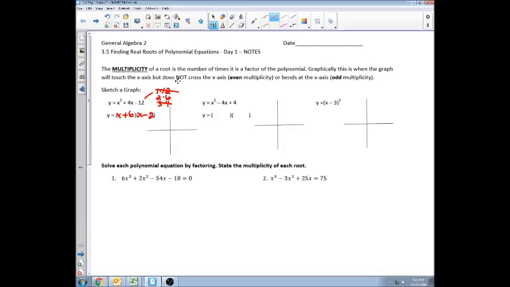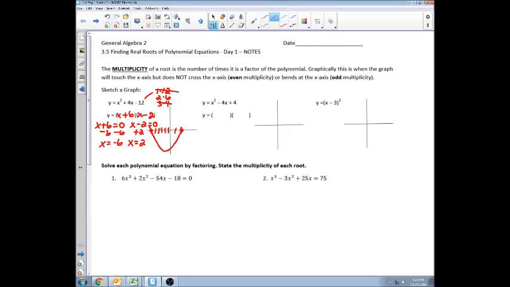From here, what I need to do is set those both equal to 0 to find out my x-intercepts. So x plus 6 equals 0. If I subtract 6 from both sides, x would equal negative 6. X minus 2 equals 0. If I add 2 to both sides, then x would equal positive 2. So this is going to cross at positive 2 and negative 6.